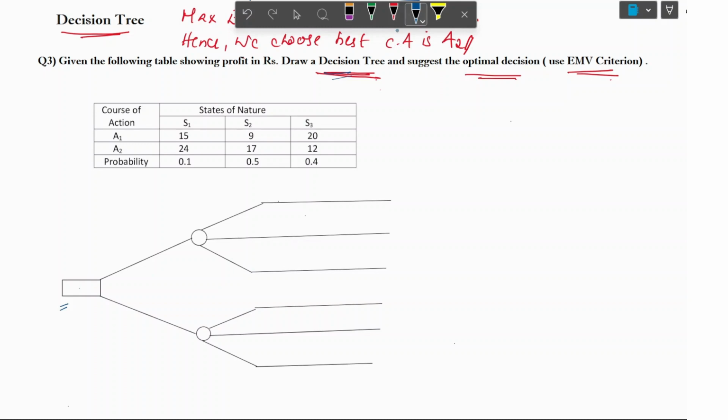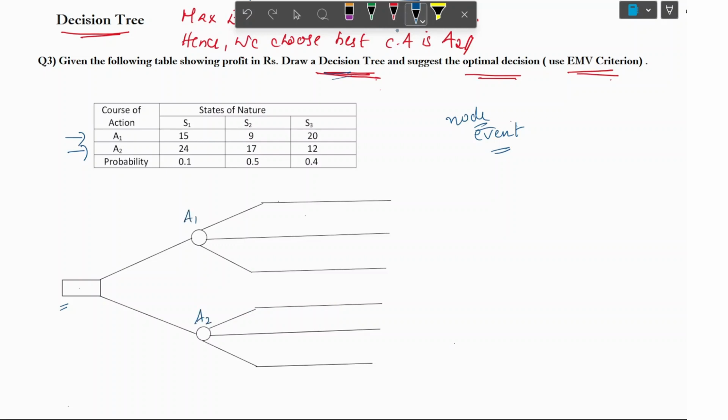The circle is called a node or an event. How do you decide how many circles you require? See the question: how many courses of action are there? There are 2. That means you are going to represent them by 2 courses of action. Here, this is A1 and this is A2.